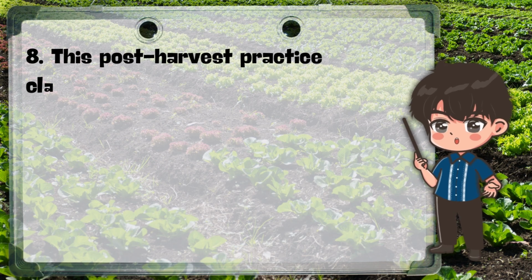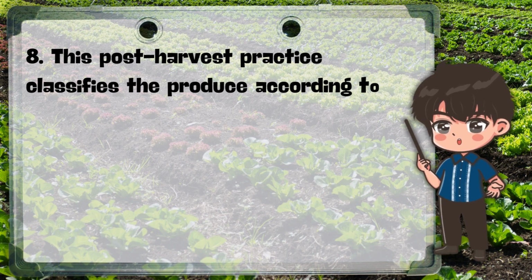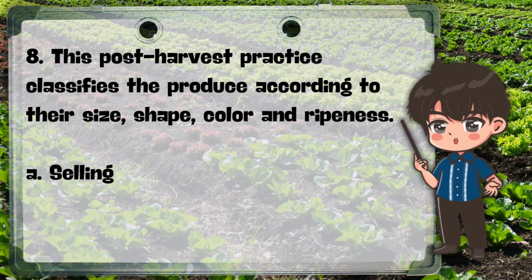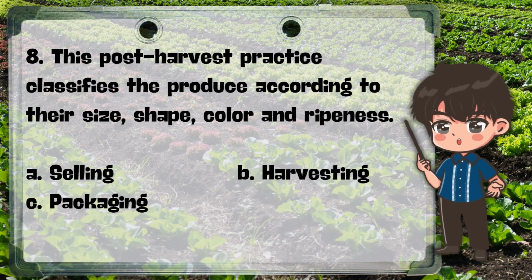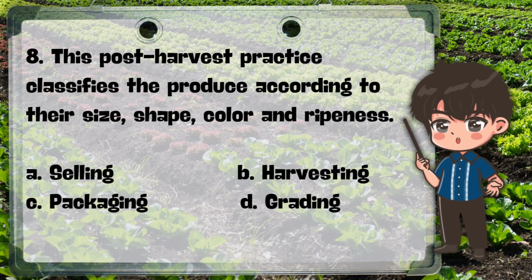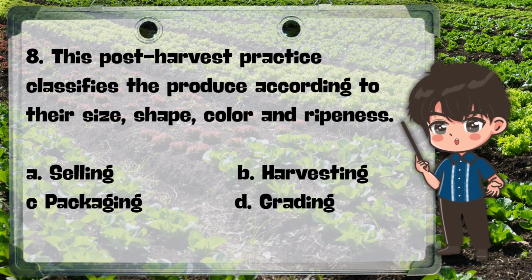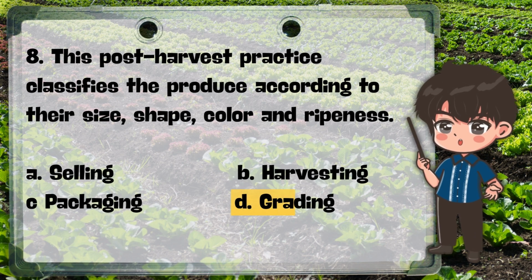Number 8. This post-harvest practice classifies the produce according to their size, shape, color and ripeness. A. Selling. B. Harvesting. C. Packaging. D. Grading. And the correct answer is very good, letter D, grading.